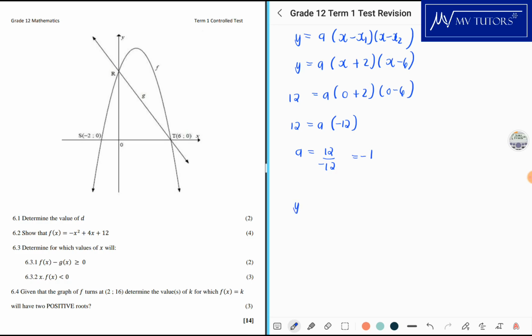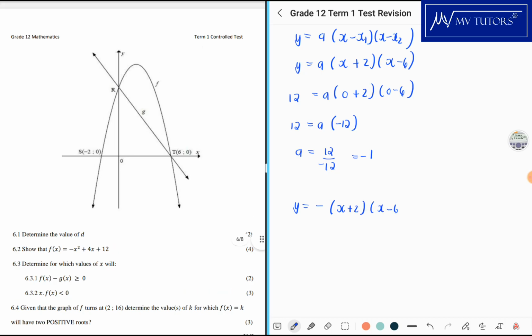So now you know that y is equal to negative 1. You don't need to put the 1 there. You can just say x plus 2 and then x minus 6. So you're basically now going to multiply out. Okay, so x times x, that's x squared plus 2x minus 6x minus 12. So that's just simplified. We have x squared, 2 minus 6, that is minus 4, and minus 12. Now we're going to multiply in that negative.